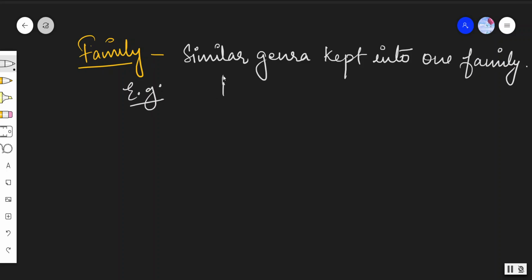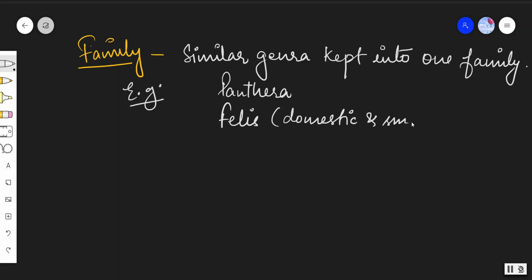For example, we have Panthera and Felis. Felis is a genus which has domestic and smaller cats. These are kept in a family called Felidae. This is the family of Panthera and Felis. Clear? Likewise, there are many examples if you want to take.